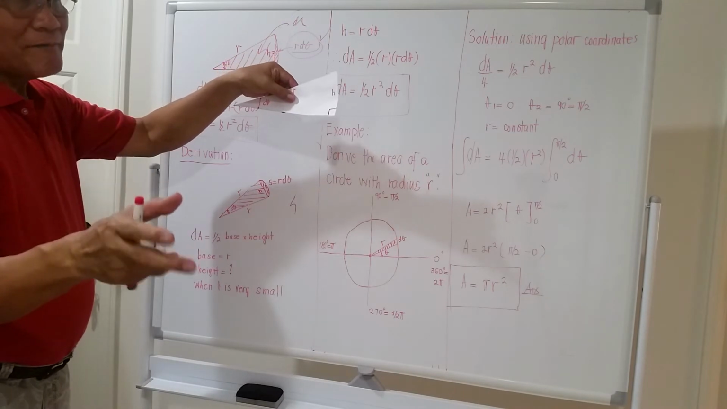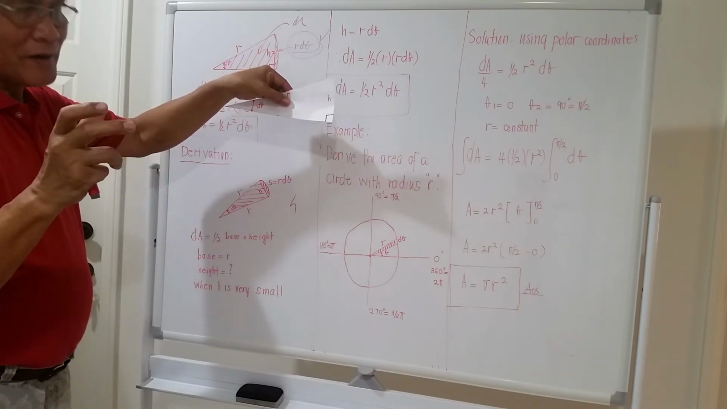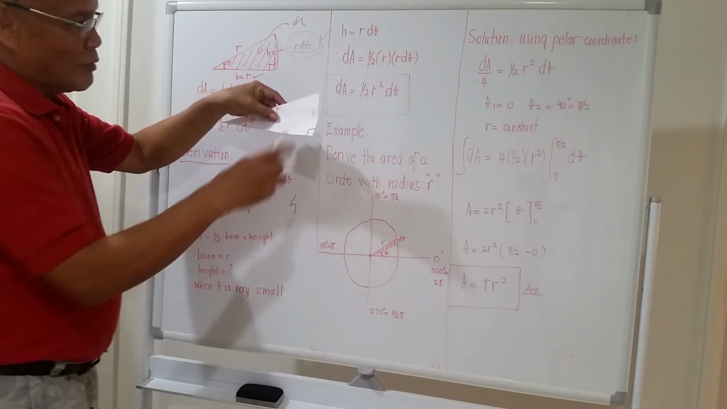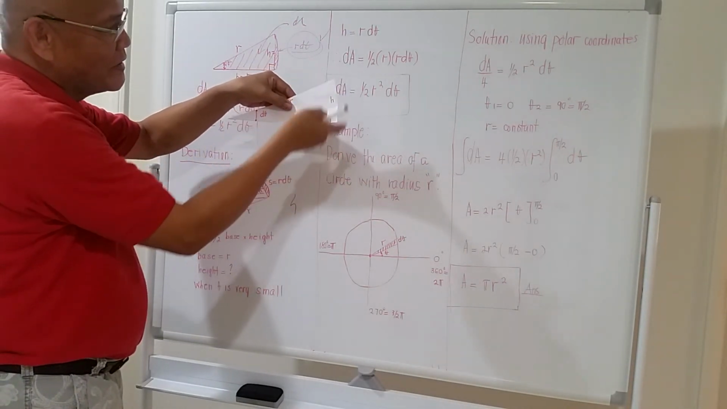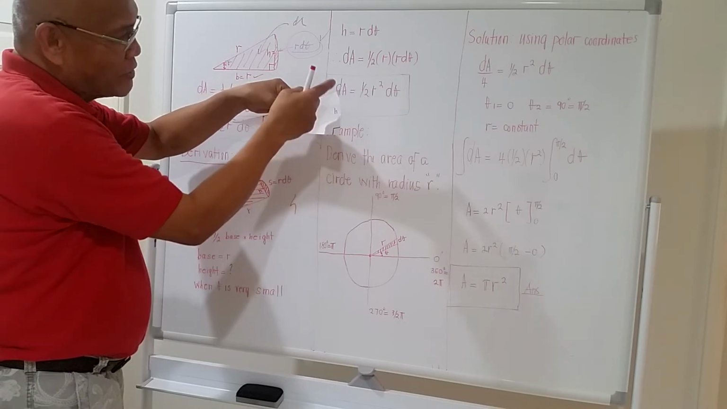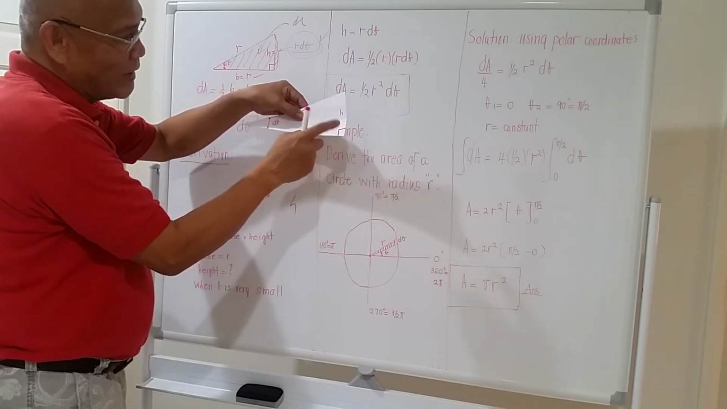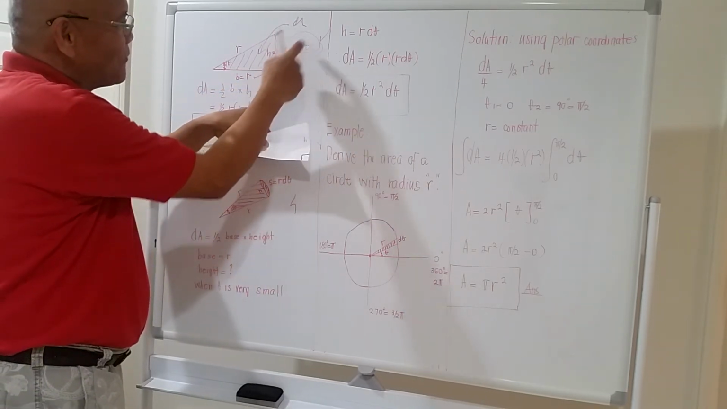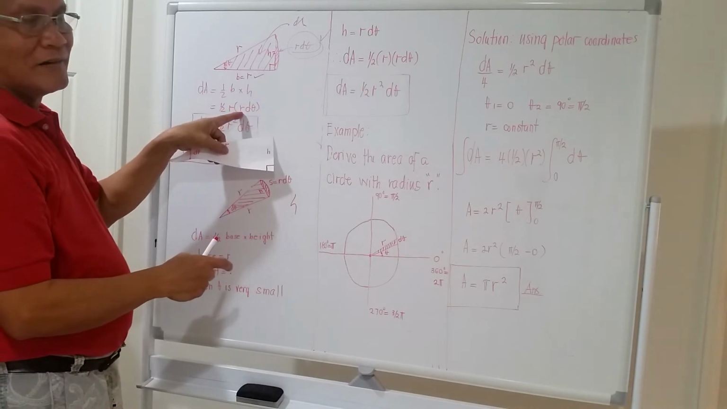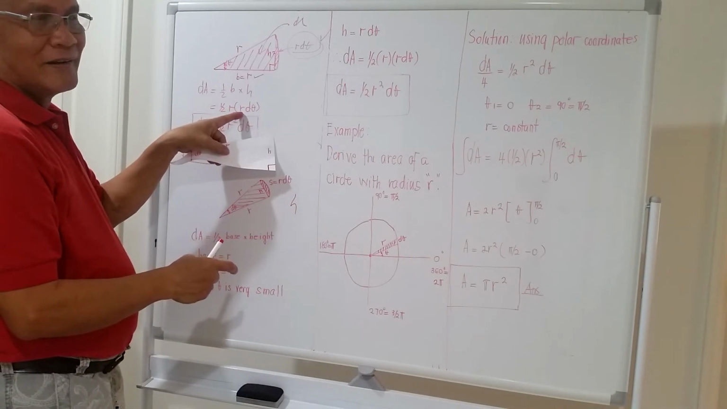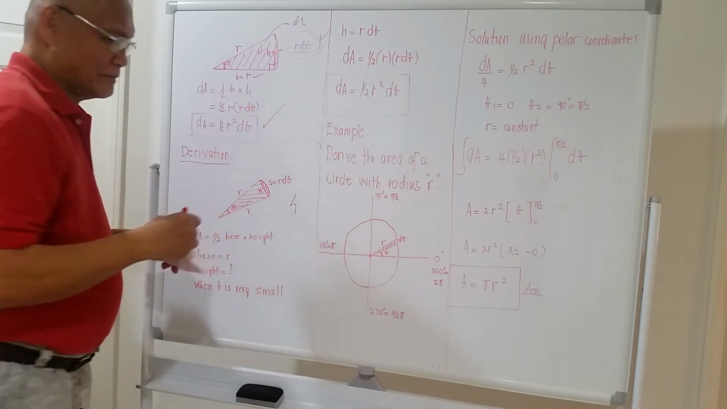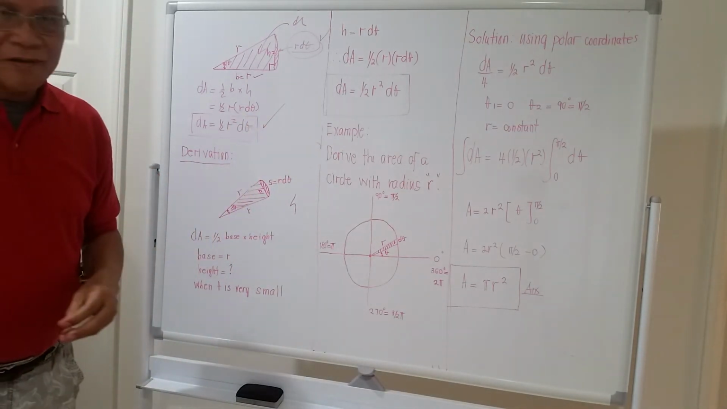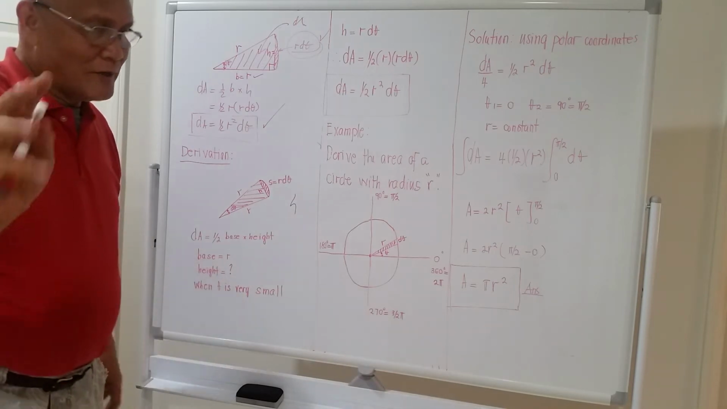It was derived from the area of a right triangle because if this angle differential theta is too small, the arcs is almost equivalent to this h here. So actually, I place h as r differential theta. Okay? Oh, that's the derivation. Okay? Okay, I will try to give you an example.